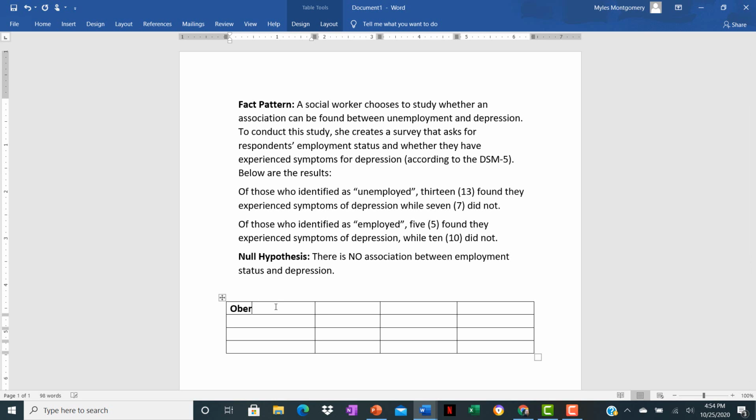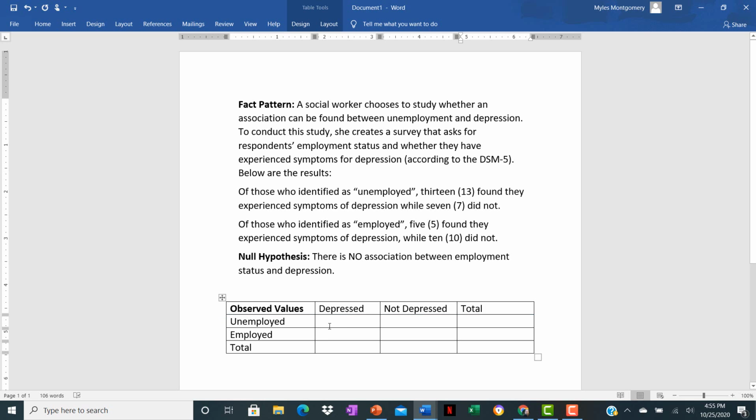Observed values. I usually do this one first. I'm going to have unemployed as an attribute of the variable here, employed down here, and total right here. Likewise, with depression, we'll say depressed, not depressed, and finally total.